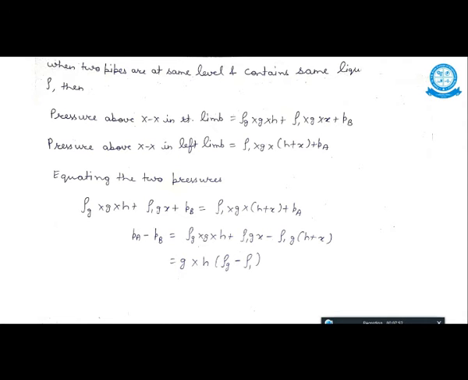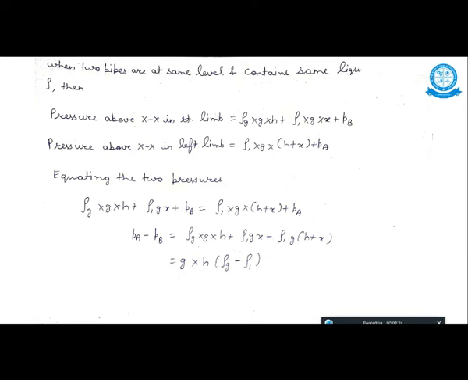Now up till now we have seen the pipes at different levels. Now we can see the equation for pipes having the same level and containing the same liquid. Now the density of this liquid is shown by rho. Then the pressure above the datum line x-axis in the right limb is equal to rho 2 g into h plus rho 1 into g into x plus Pb.